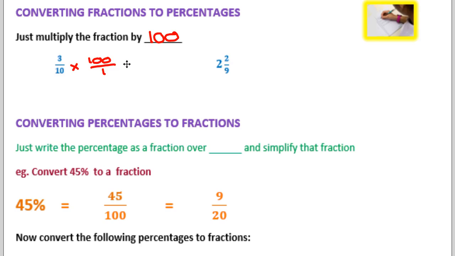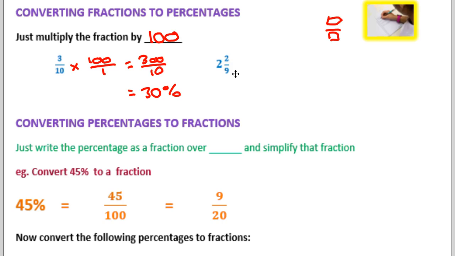You could do this with a calculator. You could just go 3 over 10 in your calculator using your nice fraction button, like the fraction box over the fraction box, and then times by 100, or you can work it out by hand. 3 times 100 is 300, 10 times 1 is 10. 300 divided by 10, what's that? It's 30. And we're converting it to a percent, so we need a little percent sign.